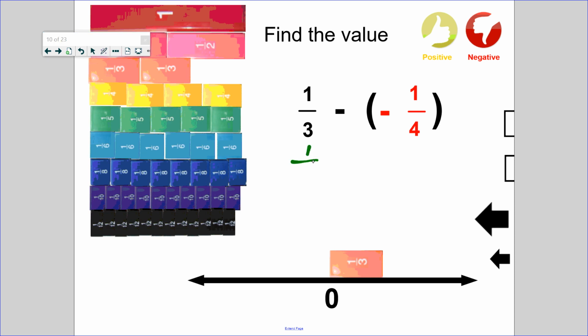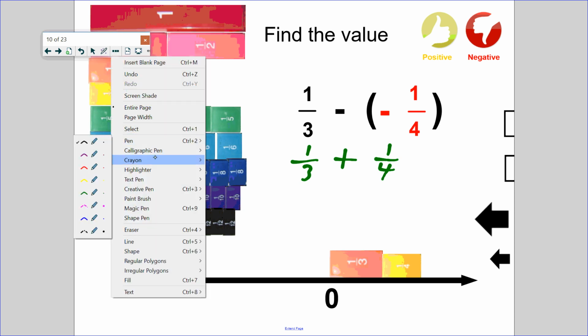So you start with 1/3, you keep this. You make some 0 pairs. So if you take away the negative 1/4, all the negatives, what are you left with? The positive. So what is 1/3 plus 1/4?